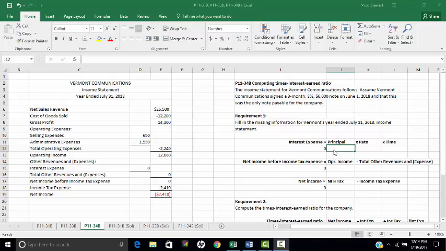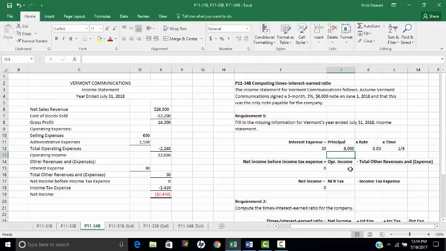So we need to compute first the interest expense as of July 31st, 2018. The problem stated we signed a $6,000 note that was for 3%, and then it was signed on June 1st, and now we're at July 31st. So that means we've had 2 months out of 12, or 1/6 of the year. So our interest expense is going to be the $30.